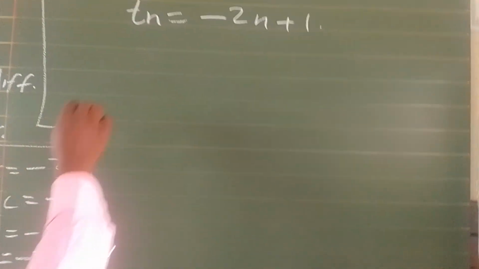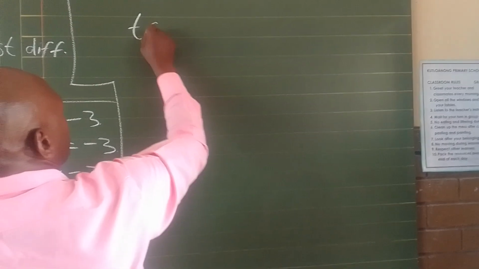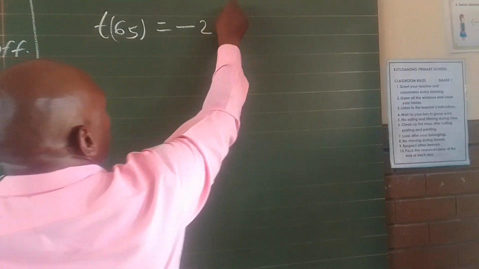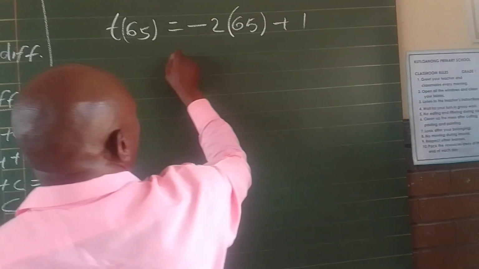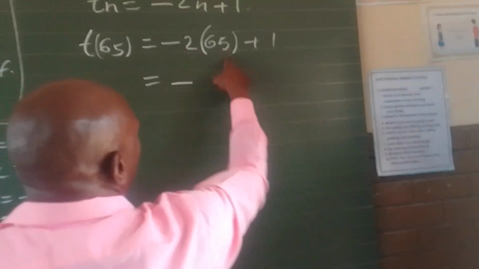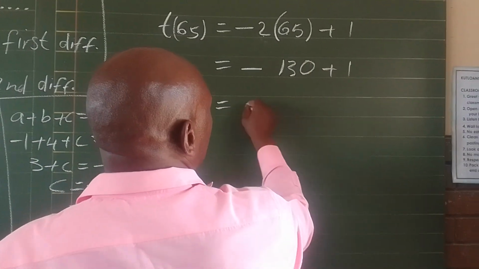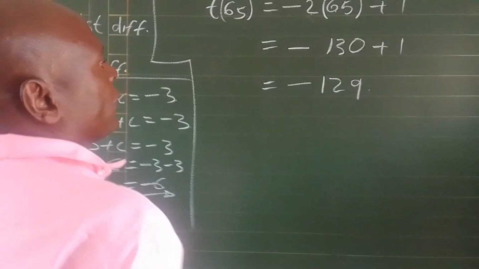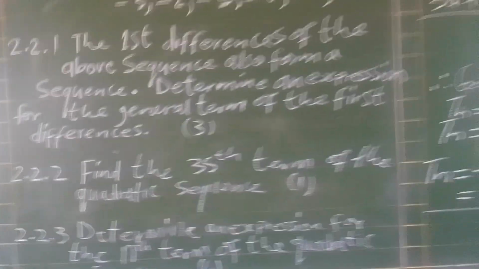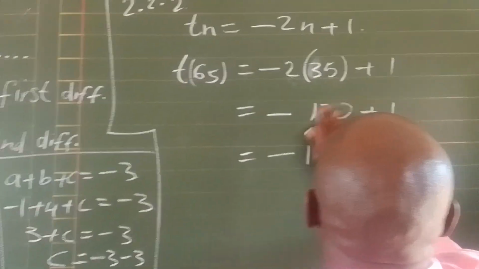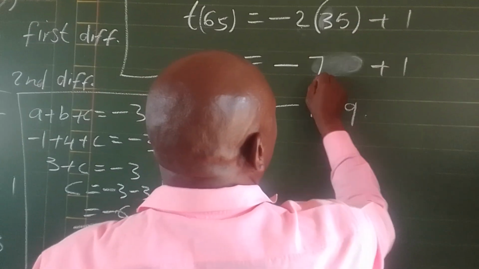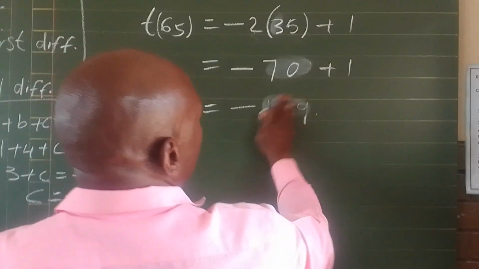When I check with my calculator, I found that T65 is equal to -2 times 65 plus 1, which is -130 plus 1, which is going to be -129. That was for 1 mark. Oh, this is 35, not 65. Okay, let's correct this. It's 35 here. 2 times 35 is 70, minus 70 plus 1, which is -69.